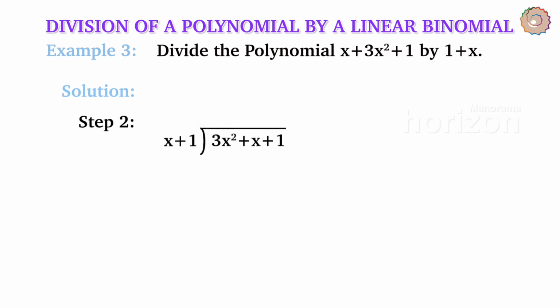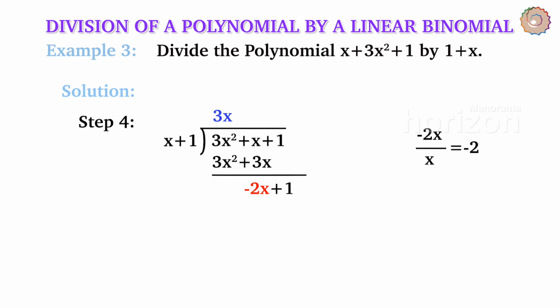Divide the polynomial 3x square plus x plus 1 by x plus 1 by long division. For that, first consider the first terms of the dividend and the divisor. If we divide 3x square by x, we get 3x, which is the quotient. So, multiply x plus 1 by 3x to get the product 3x square plus 3x. Now, subtracting those terms from the dividend, we get minus 2x plus 1.